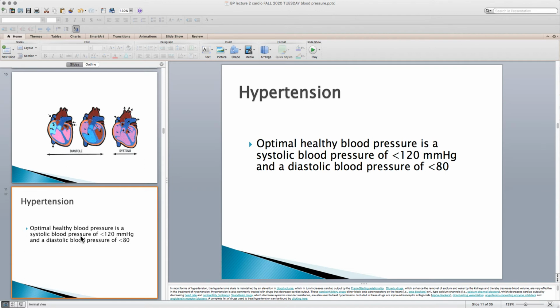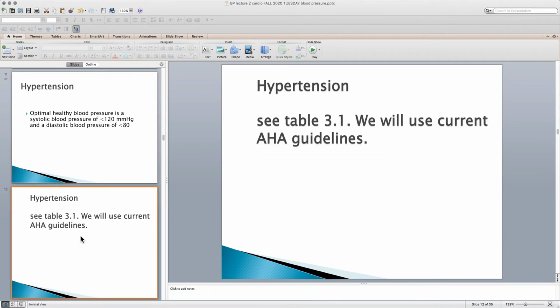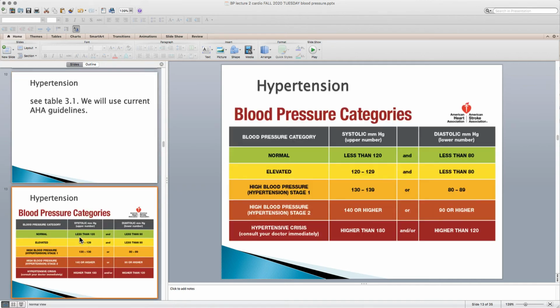And hypertension or high blood pressure, we've all heard of 120/80. Ideally, we'd like to be less than 120 and less than 80. And the criteria for hypertension has changed somewhat. You can look at our ACSM guidelines. We're going to use American Heart Association guidelines, and they changed theirs just in the last couple of years. And so this is American Heart Association guidelines.